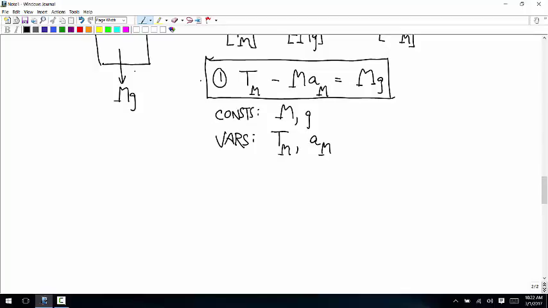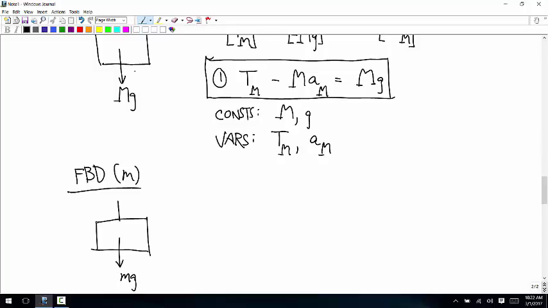Okay, so we have two variables, one equation. Can't solve that. Now, free body diagram of the little mass. The weight is little mg. The force up isn't the same. We'll call it T sub little m.